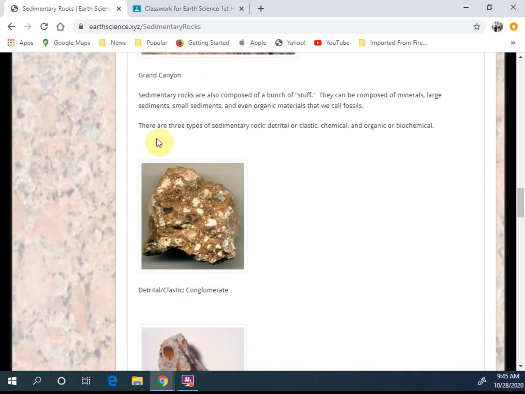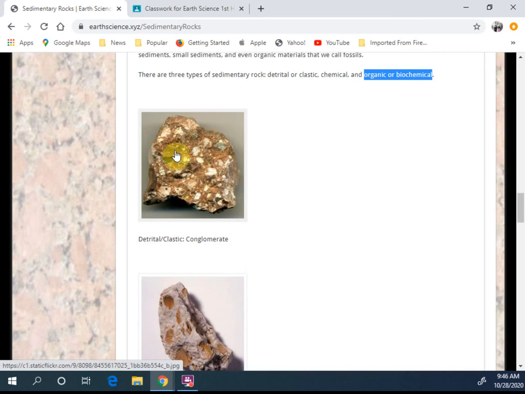Sedimentary rock is pretty much made up of a bunch of stuff. Everything that's eroded, or can be eroded, turns into a sedimentary rock. They can be composed of, important to know, minerals, large and small sediments, and even organic materials, like fossils. There are three types of sedimentary rocks. Within the sedimentary rock classification, there are three different types: detrital or clastic, same thing, chemical, and organic or biochemical. Those are the same as well.